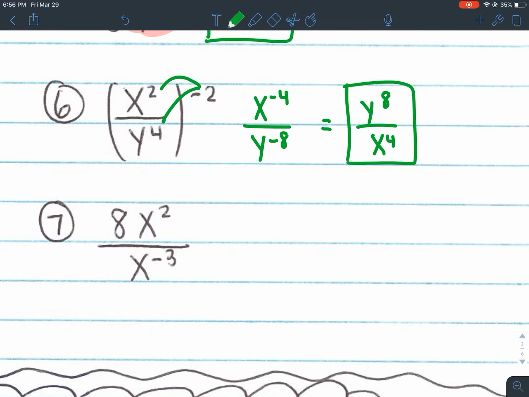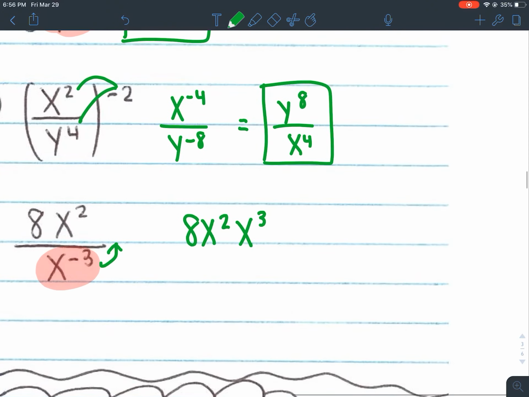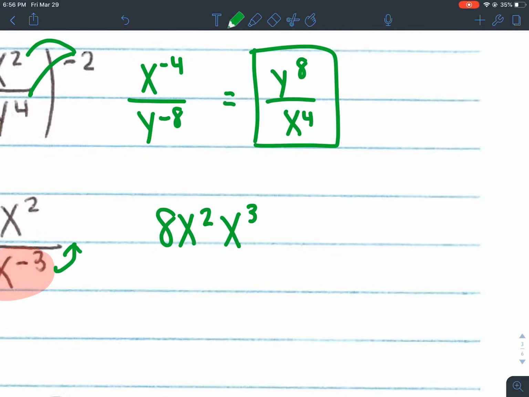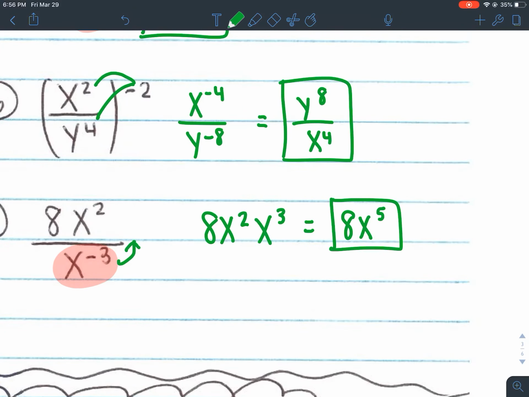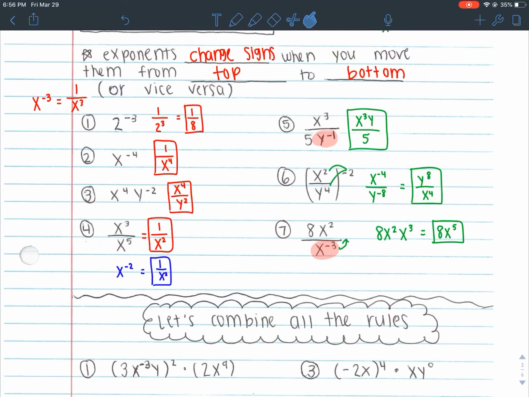Okay? And number 7, 8x squared over x to the negative 3. Again, I'm only going to move this and move that up there. So I have 8x squared and then x to the positive 3. I can combine the x's there because remember, simplified means one of each variable. So this is 8x to the 5th because I have 5 of those. It's technically over 1 if you want to write the 1 there, but you don't need to write that there.